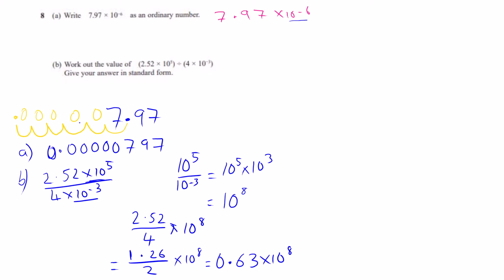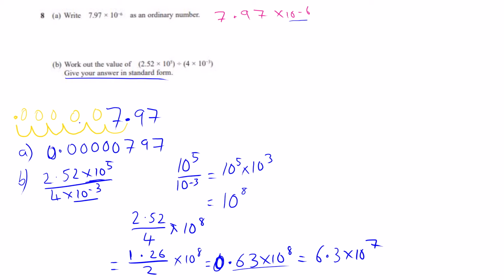But we still haven't finished. We've been told to give our answer in standard form, and this is a common place where people lose marks, because whilst it may look like it, that's not actually in standard form. We need one digit in front of the decimal place that's non-zero. So that is actually 6.3 times by 10 to the 7. Now it's in standard form, and all is good.